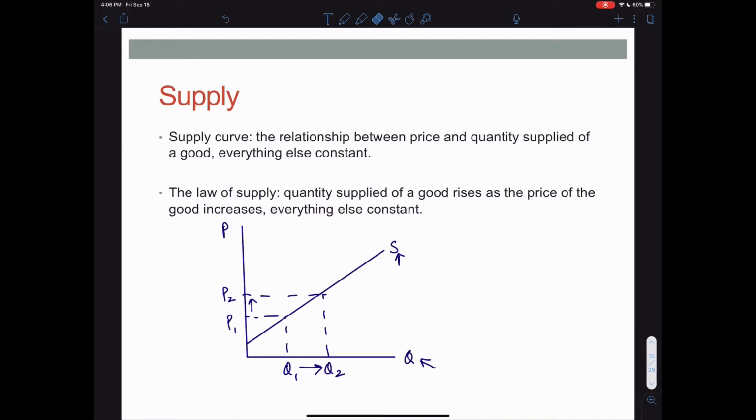The law of supply is what I have shown on this graph. Quantity supplied of the good, Q, rises as price rises, all else equal. So although there are all these other factors that can affect quantity supplied of a good, if only price is changing, then the law of supply says when P goes up from, for example, P1 to P2, quantity supplied will increase from Q1 to Q2.